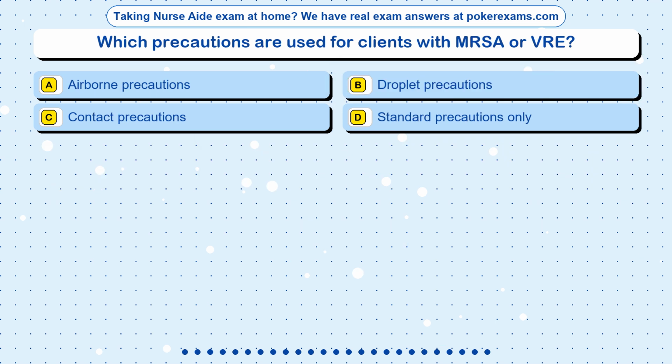Question 14. Which precautions are used for clients with MRSA or VRE? Option A. Airborne precautions. Option B. Droplet precautions. Option C. Contact precautions. Option D. Standard precautions only.